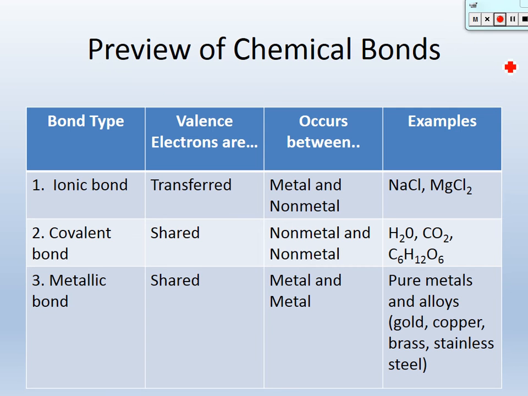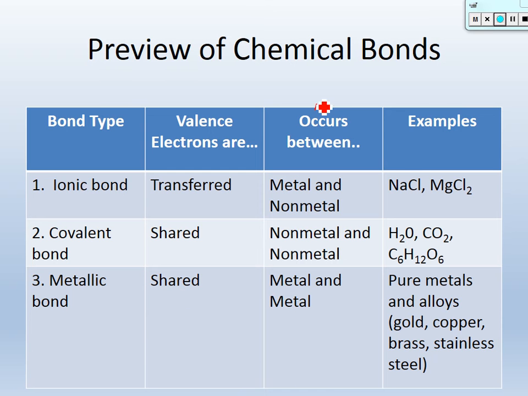Alright. Okay, this table is going to be very important. By the end of this chapter, you should know everything on it. Okay? What are the electrons doing? Well, in an ionic bond, they're transferred. In a covalent bond, they're shared. Metallic bond, they're also shared.